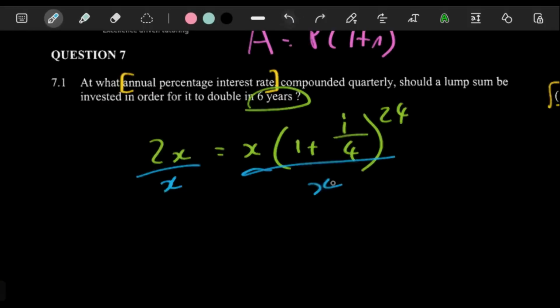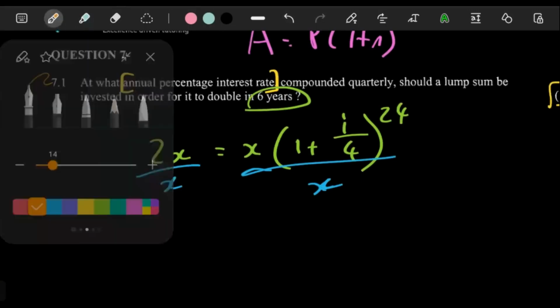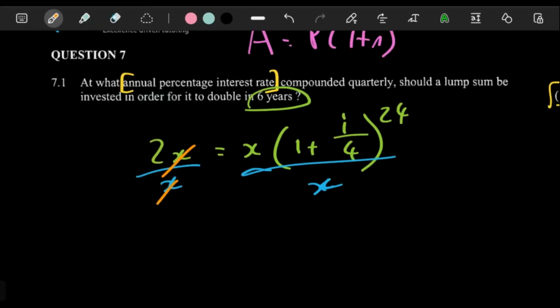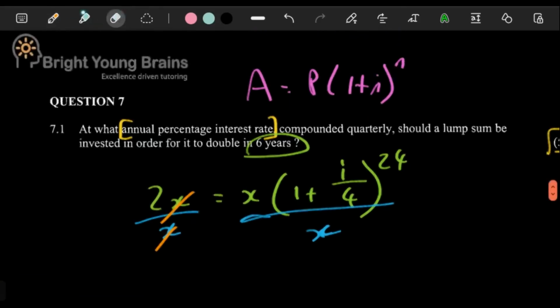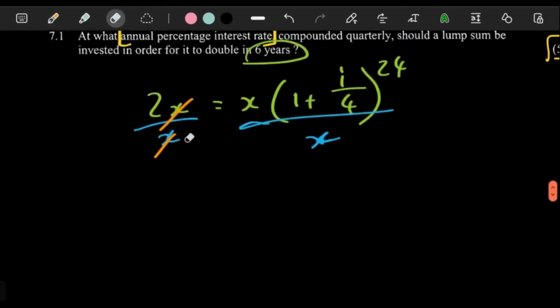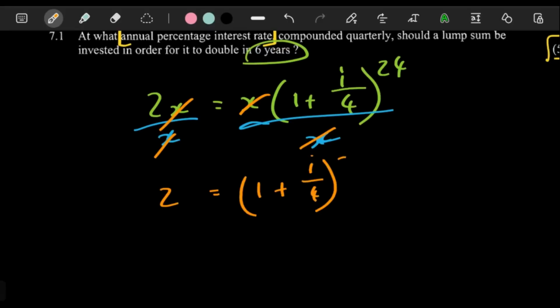So with that being said, you're gonna have x and x cancel out. So this is like a 2, and then x and x here. This is like 1 plus i over 4. Let's go to 24.